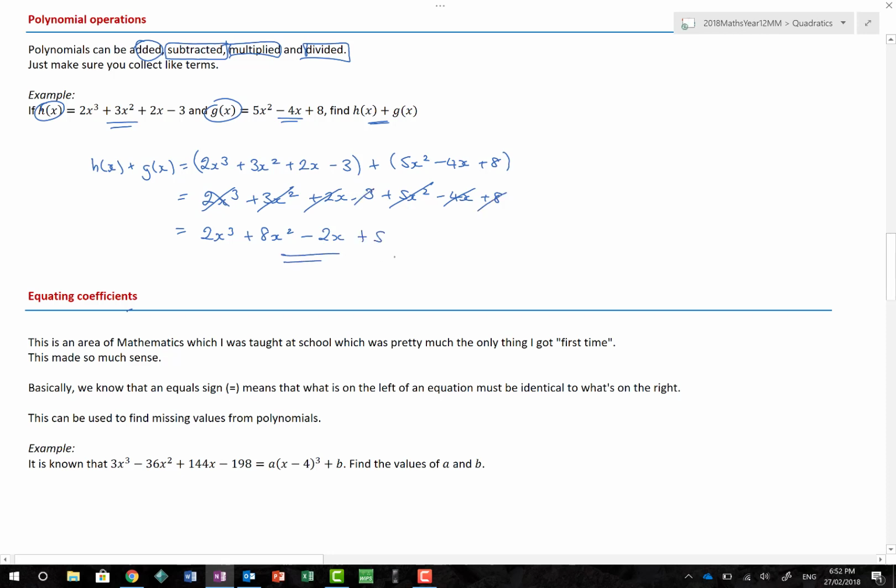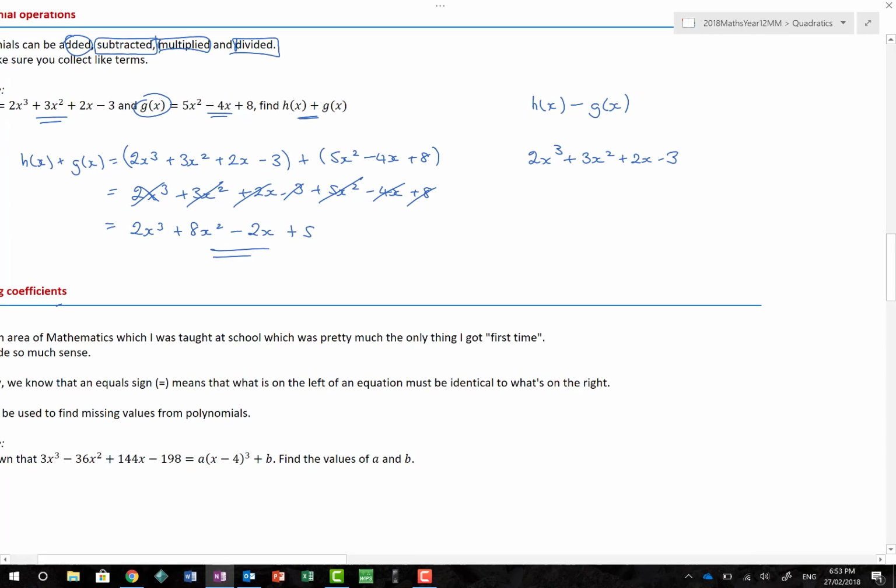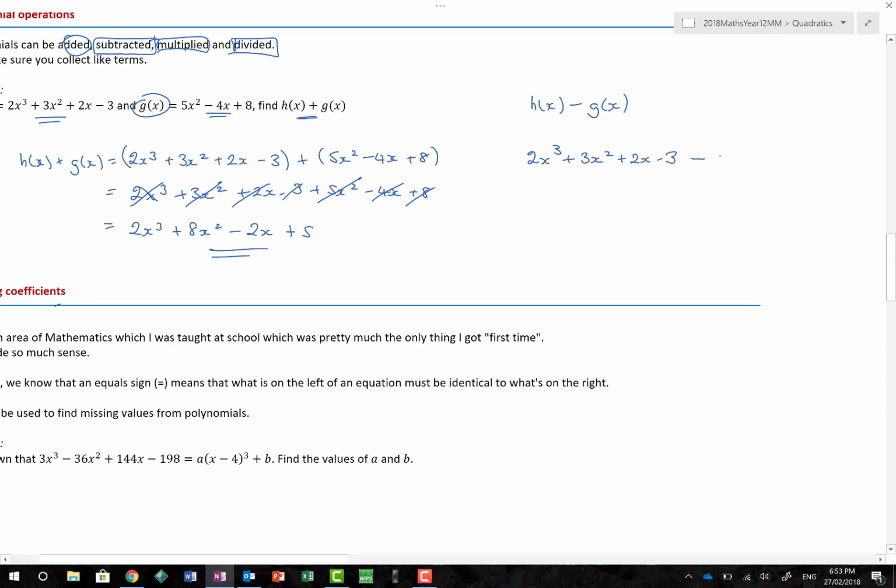Now, if I had actually been asked to find h of x minus g of x, this is where the brackets come in critically important. So for example, if I had just written 2x cubed plus 3x squared plus 2x minus 3, so there's my h of x, and I'm going to take away g of x, which is 5x squared minus 4x plus 8. In this particular instance, that actually would give me a completely wrong answer.